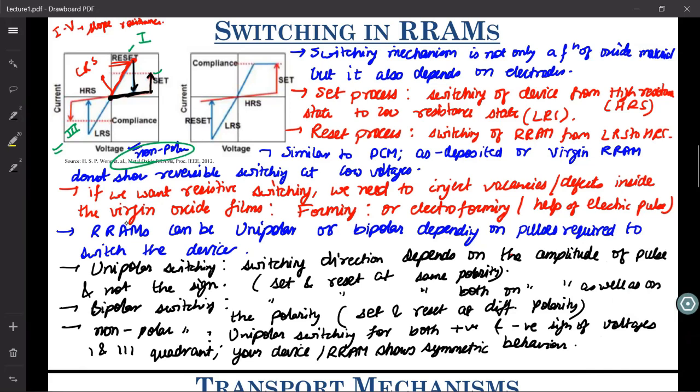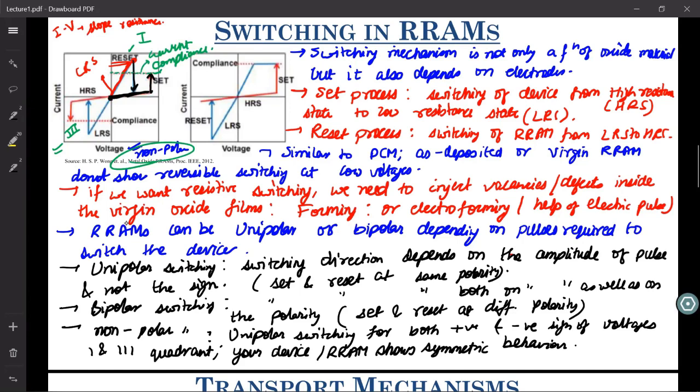So whenever you have this set process, you need to ensure that you control the maximum current that is flowing through your device, and that you do with the help of current compliance. So how do you ensure current compliance? In 1T1R, since your RM is in series with your MOSFET, the maximum current that can flow through the MOSFET dictates your compliance current for RM.